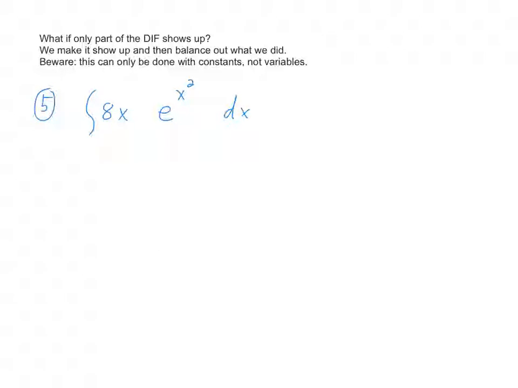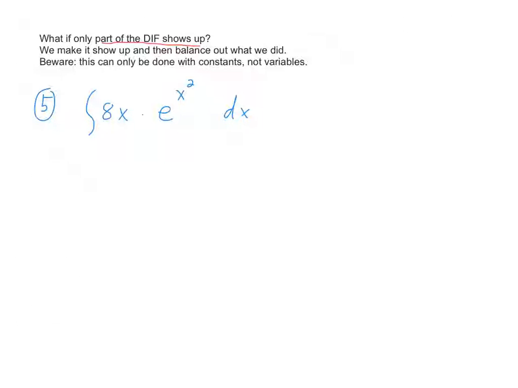All right, so the next question is, what if only part of the diff shows up and not the entire thing? Well, what we're going to do is we're going to make it show up. We're going to force it to show up, and then we're going to balance out what we did so that we're not changing the problem. Now, please beware, this can only be done with constants, not variables. So we can insert constants into the problem, or numbers into the problem, all right, but we cannot insert variables, all right? So if we take a look at this example here, it'll show this concept.